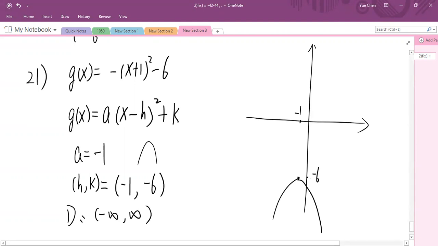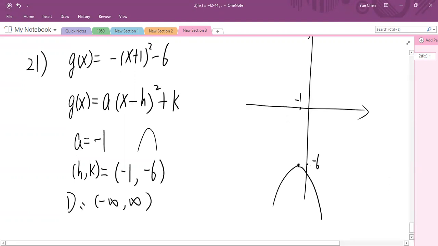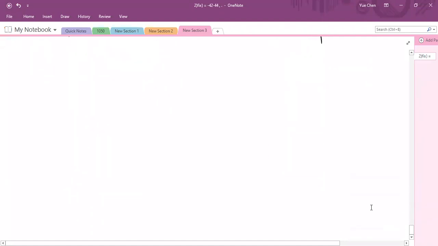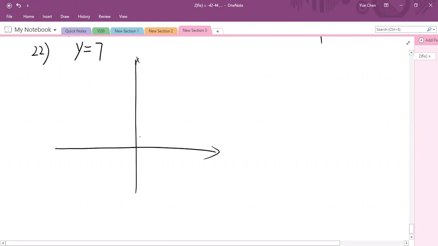Number 22: y equals 7. It asks you to find the x-intercept, y-intercept, and graph the equation. The equation is y equals 7. 1, 2, 3, 4, 5, 6, 7 here. This is the horizontal line. This is 7.